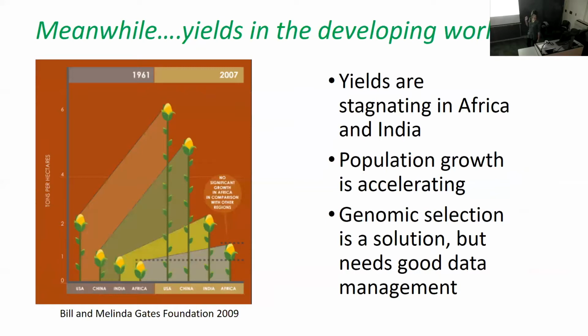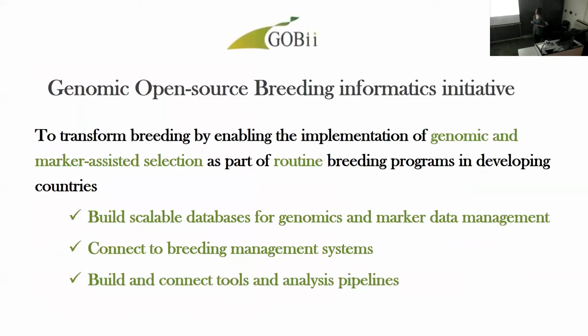So this is exactly where you need to have good yields, where the populations are expanding. So the Bill and Melinda Gates Foundation decided that one of the solutions to this was to start implementing genomic selection in the breeding programs that support these countries. The genomic selection needs good data management. And so that's where GOBii was born.